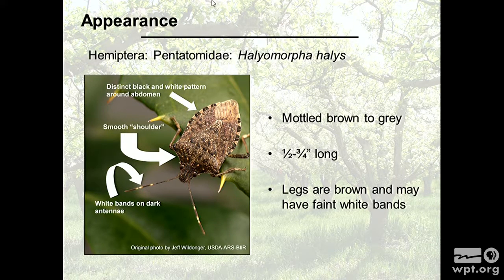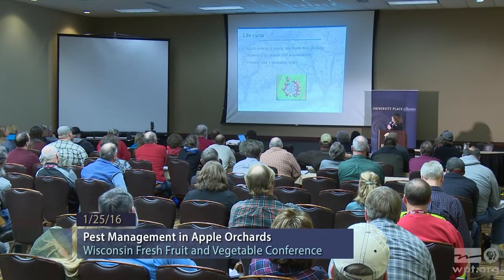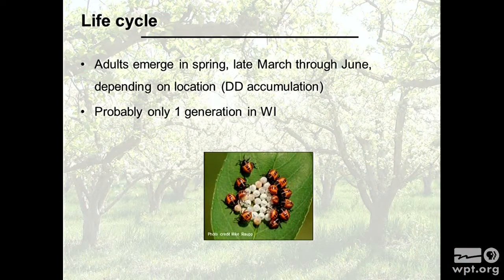But the characteristics for that are, here it's a smooth shoulder. Some of the stink bugs have jagged edges on their shoulders. The main part is the white bands on the antennae, and the alternating colors on the outside of the abdomen between brown and white. Then there are other stink bugs besides that. So if you squish them, which I did, they smell. So nothing too surprising here. But the adults would emerge in the spring, in late March through June or so, depending on location. And it will be based, again, on degree day accumulation. And we probably only have one generation in Wisconsin.